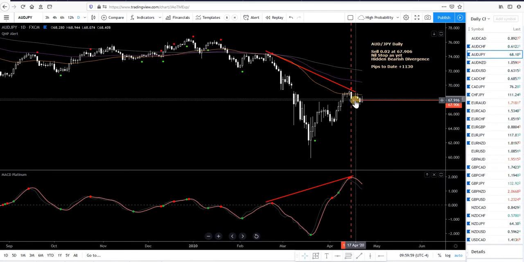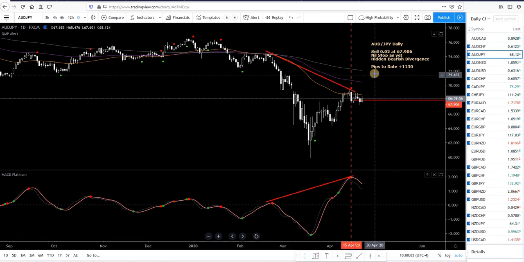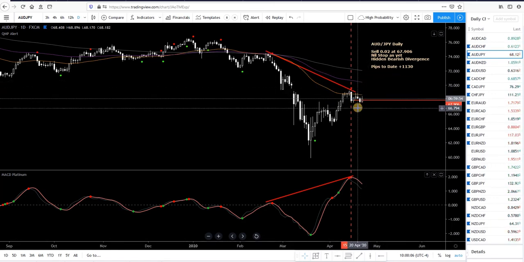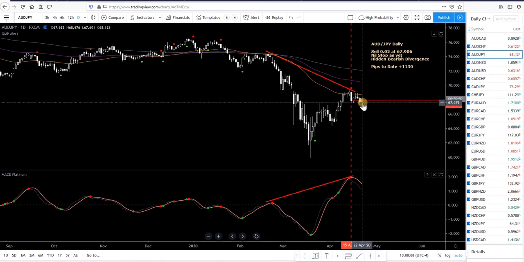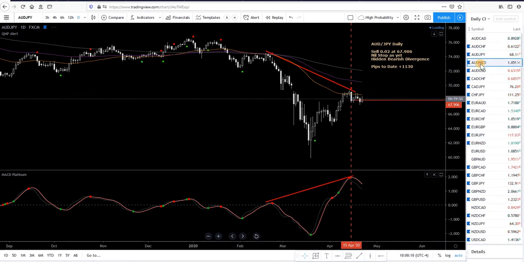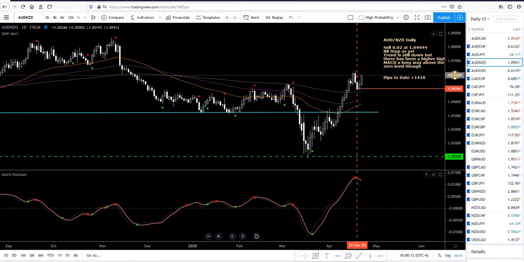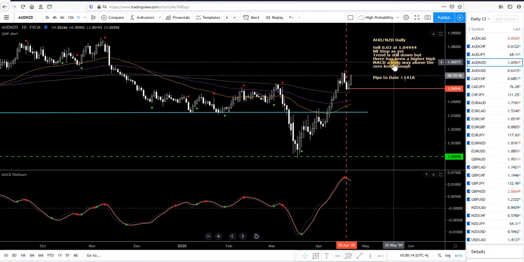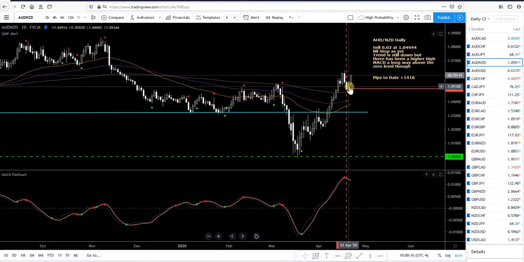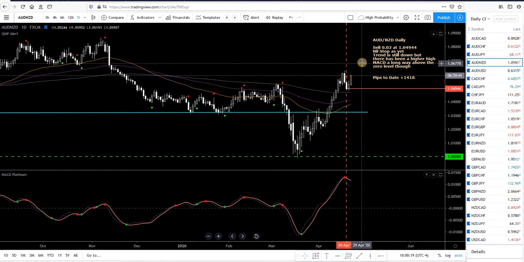Oz Yen, same deal. A few of these Aussie pairs are the same. Sell, hidden bearish divergence. You can read my notes. Not going that well at the moment, but it's a day chart, so hold your breath, people. No rush. Here's one that is going against me. Aussie New Zealand. Sell in here.